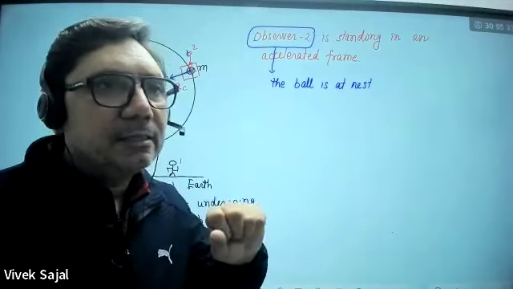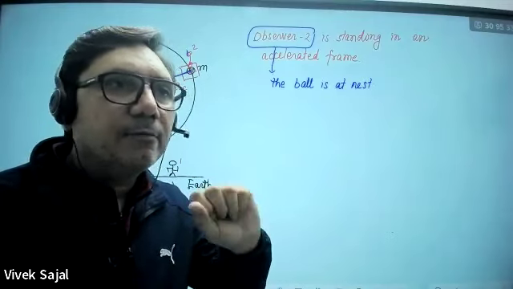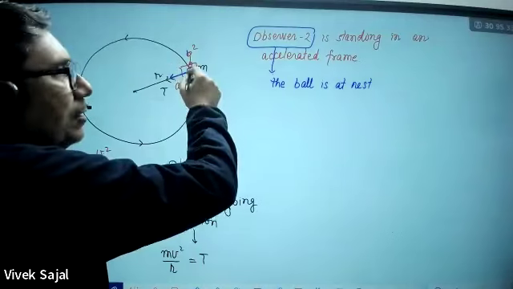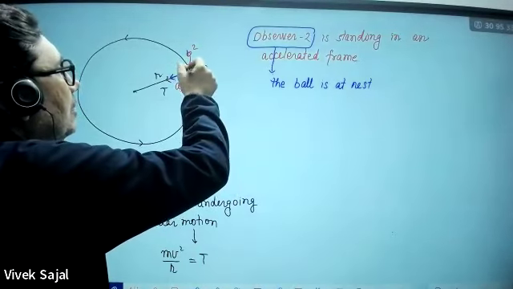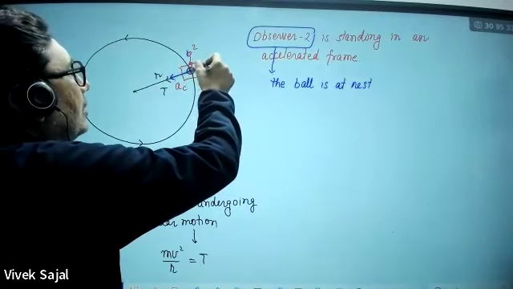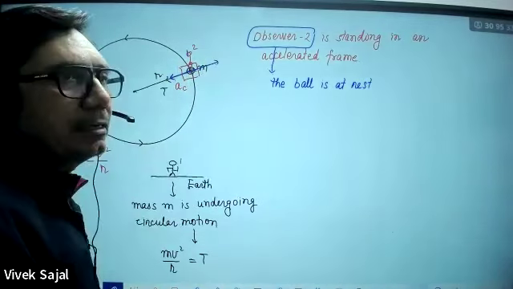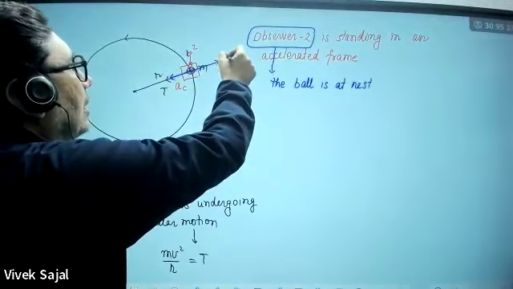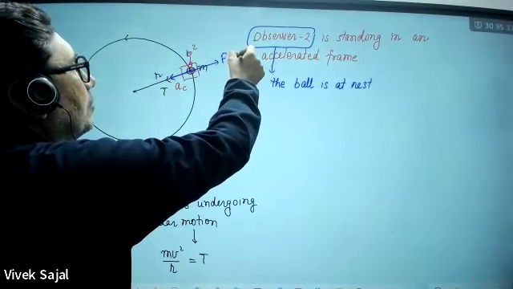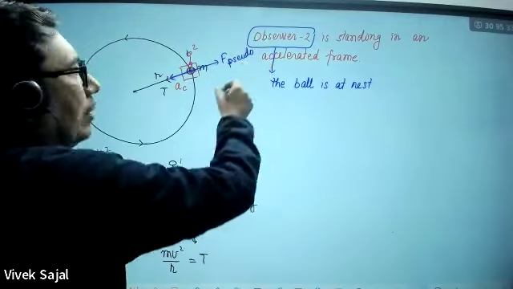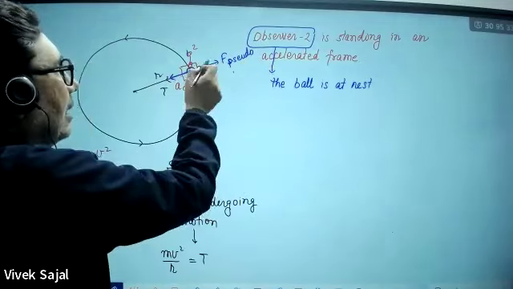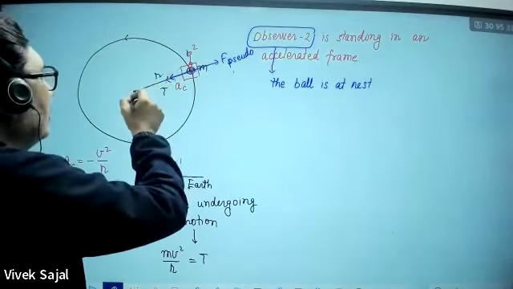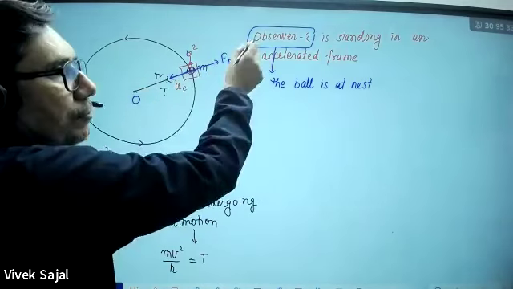The problem here is that he is in the accelerated frame. Why is this type of controversy coming into the picture? Because he is standing in an accelerated frame. So how can you solve this problem? Because he is in the accelerated frame, he will apply a pseudo force in this direction. What will be the direction? The direction will be opposite to the acceleration of this frame. The acceleration of the frame is inward toward the center O, so the direction of the pseudo force will be outward.